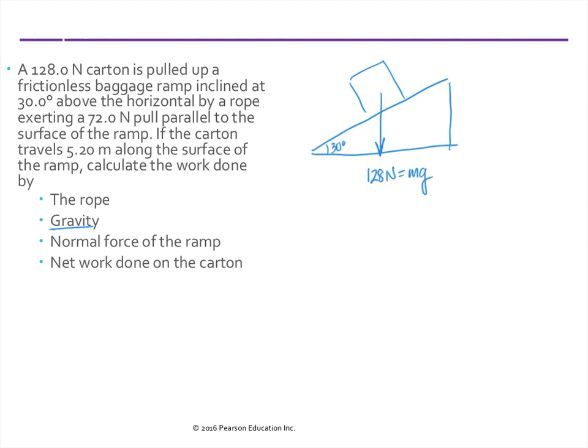First of all, I want to just point out that the 128 newtons is actually the weight of the carton. We might not have really caught that initially, might have just glossed right over the newton. But yeah, that's the truth. We're applying a force of 72 newtons. And then the block is going to move 5.2 meters up the incline. So those are the forces.